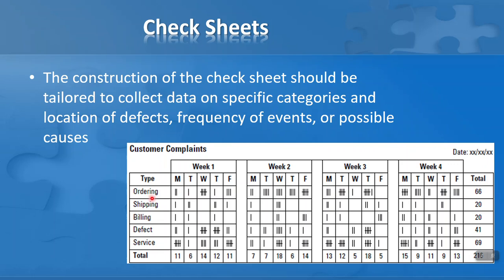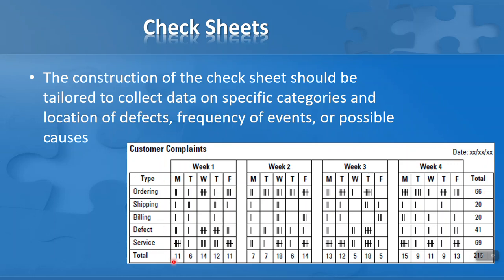So for example, in week 1, on Monday, there were 2 complaints for ordering. On Tuesday, there was 1 complaint for ordering. On Wednesday, there were 5, and so on. And then over the 4-week period, we can see how many complaints are occurring on each day of the week and what the total is for the 4 weeks. We can see that there were 66 complaints in total.